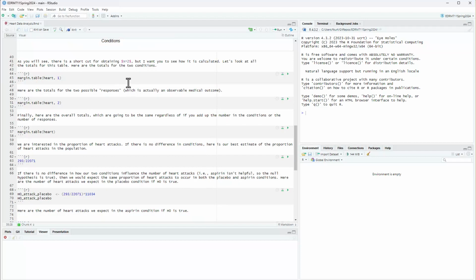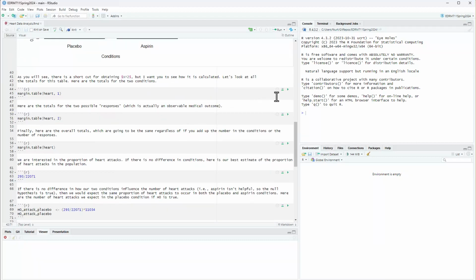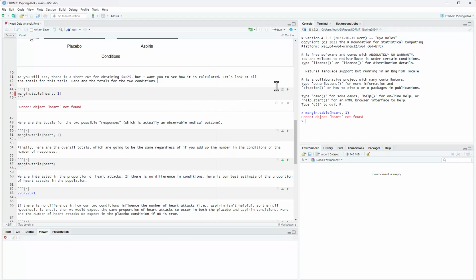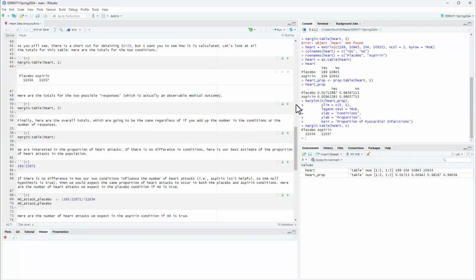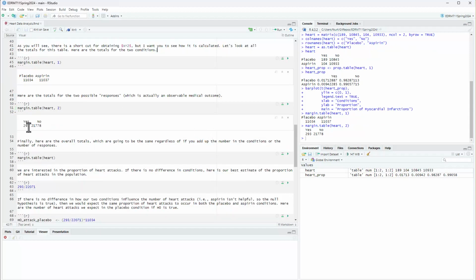Now, ultimately we're going to calculate x squared, and there's going to be a shortcut for doing this, but for understanding purposes I want to take you through all the steps here. So let's look at the totals for the 2 conditions in the table. For the first condition, placebo, there's 11,000, and for the aspirin, there's 11,000. Let's look at the totals for responses. We had 293 yeses, 21,778 no's. So those are the totals.